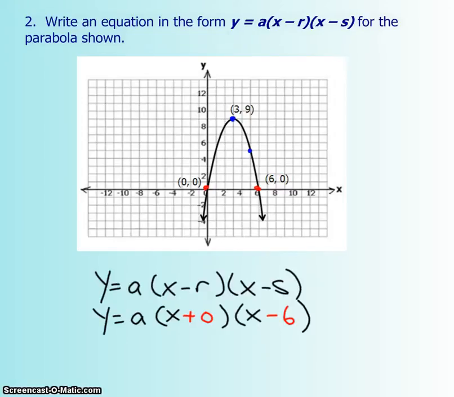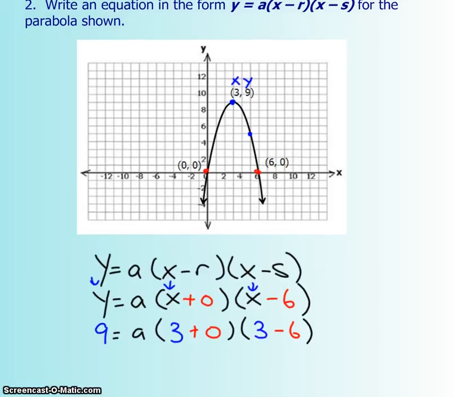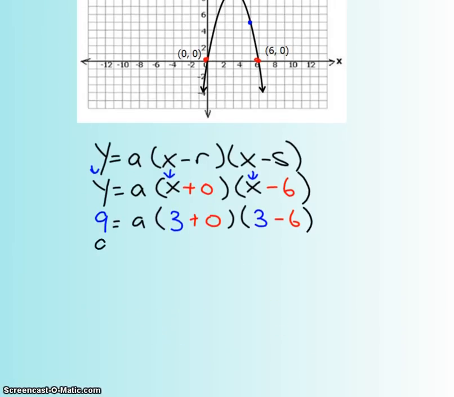It doesn't matter. What you do with it is you take the 3 and you use it as your x value, and you take the 9 and you use it as your y value, and you sub it into your x's and your y. So y is 9, and your x's were 3. Notice that all you're left with now is your a, so you can solve for a. Let's move this up just a bit. 9 equals a times 3 and negative 3. a times 3 times negative 3 is a with a negative 9.